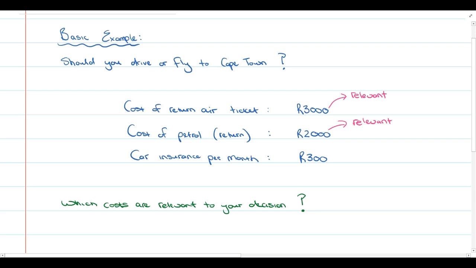When I'm making the decision and I'm not looking at qualitative factors, I'm only looking at this from a financial perspective right now, I can see that if I drive, it's going to cost me 2,000 Rand in petrol. However, if I fly, the air ticket is going to cost me 3,000 Rand. So it's 1,000 Rand more expensive if I fly. Both of those costs are definitely relevant to my decision. However, my car insurance per month of 300 Rand, please note, regardless of whether you drive to Cape Town or you fly to Cape Town, you're still going to have to pay the car insurance of 300 Rand a month. So can you see that doesn't affect my decision? So it is not relevant.